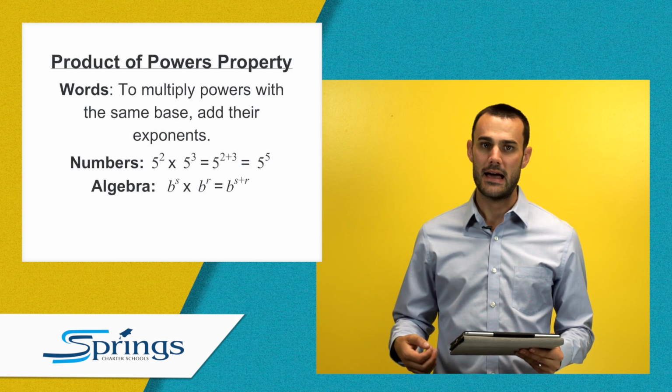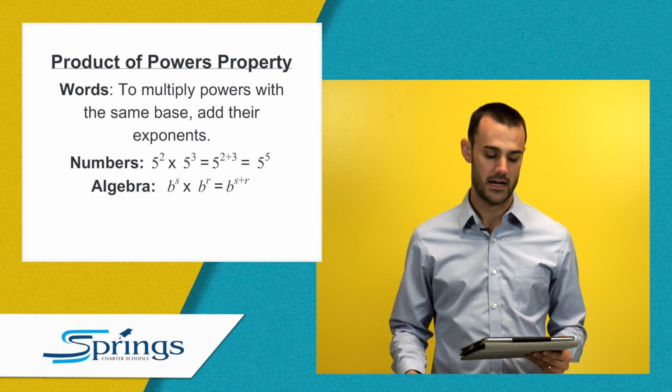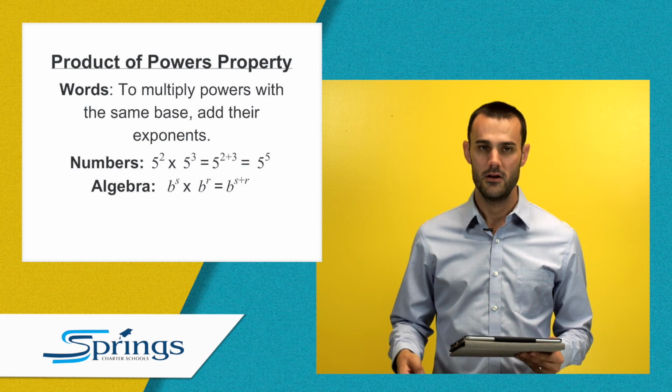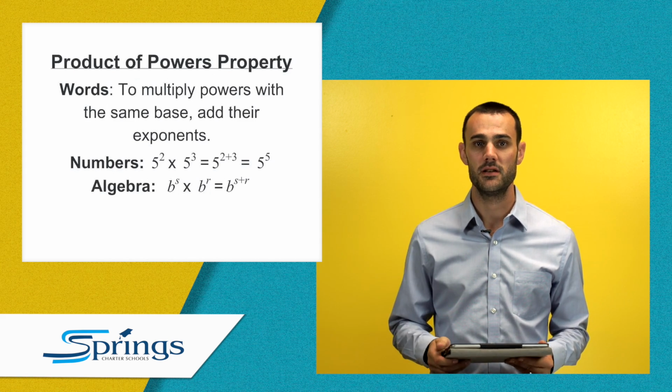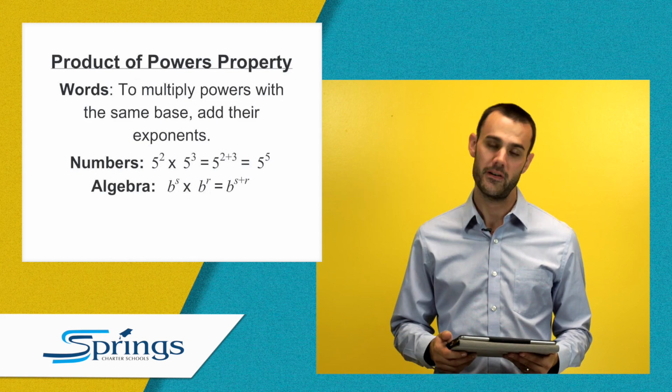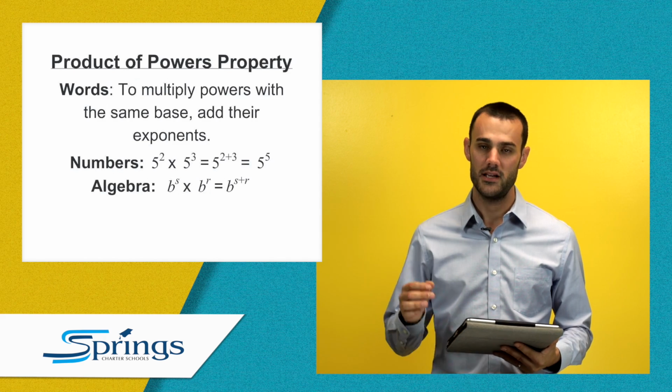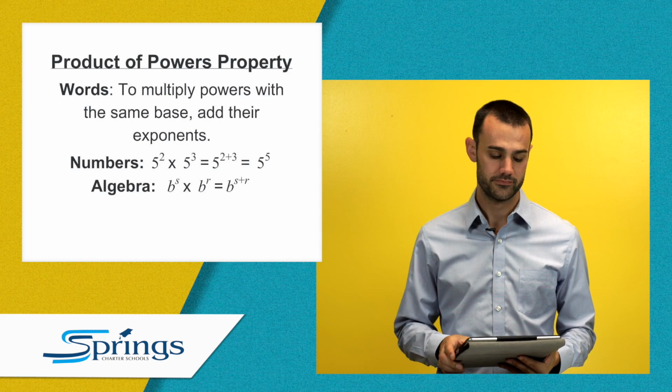So the example we have here today is 5 raised to the second power times 5 raised to the third power. We add those two exponents together. So the exponent of 2 plus 3 is going to give me a final exponent of 5. So the final answer in this particular equation is 5 raised to the fifth power.